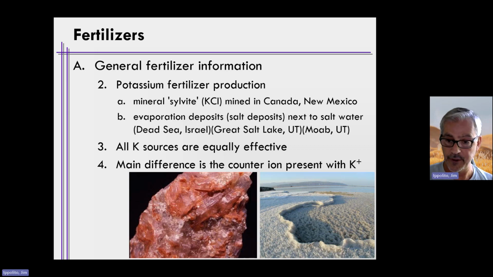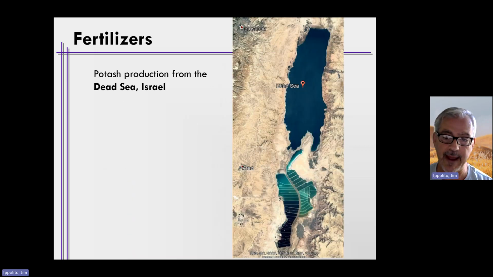So let me share with you some pictures. Here are evaporation ponds at the south end of the Dead Sea. They are producing, among other types of salts or fertilizers, if you want to call them that, potash by simply cordoning off areas of salty water and letting the water evaporate, leaving potash behind. This occurs at the Dead Sea, between Israel and Jordan.